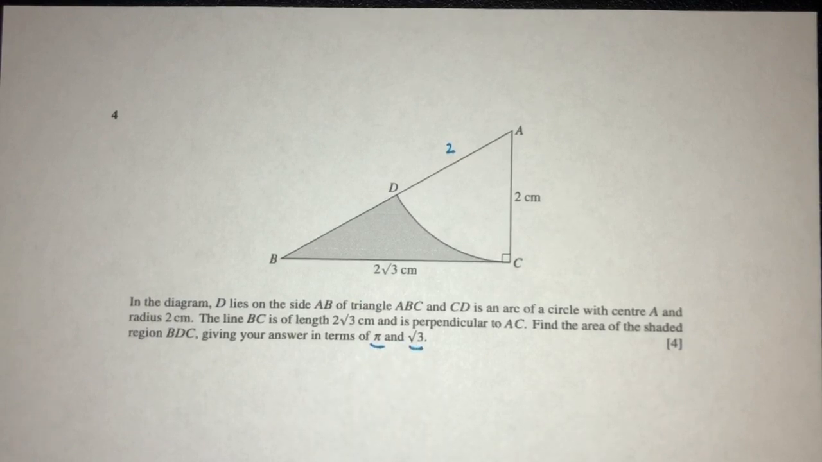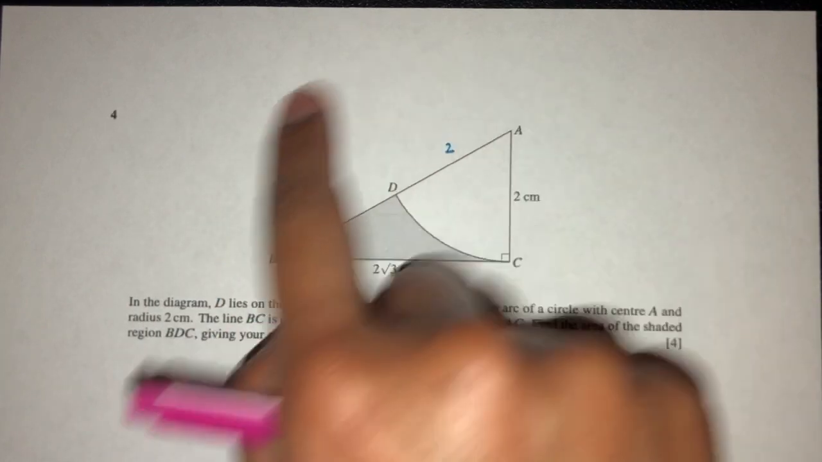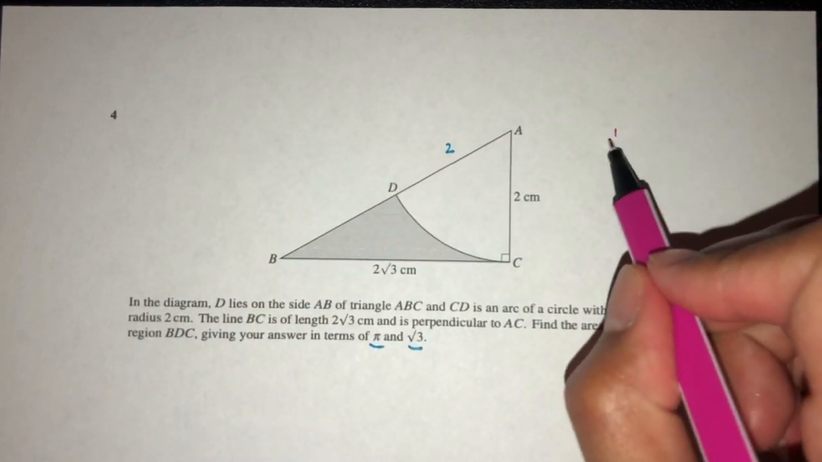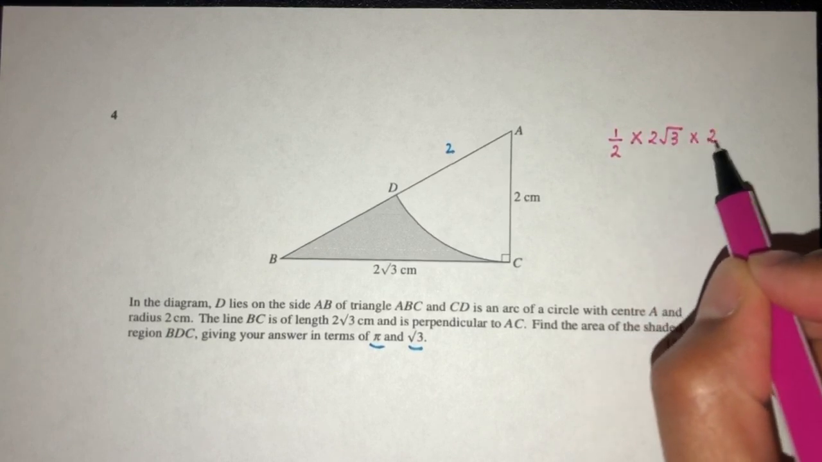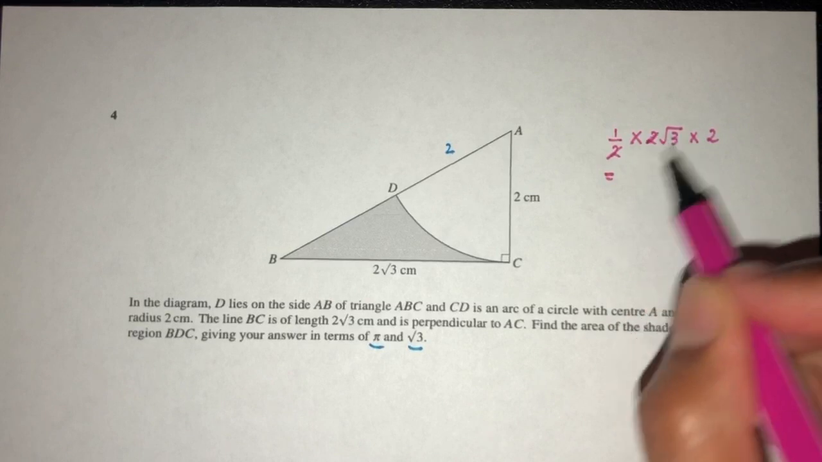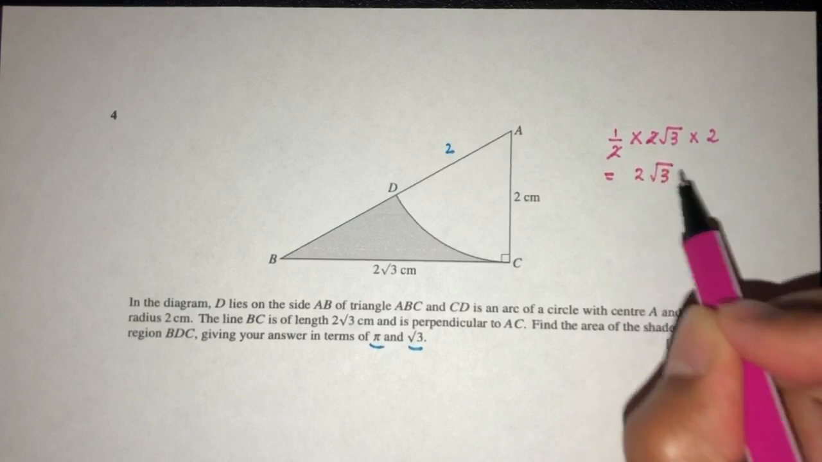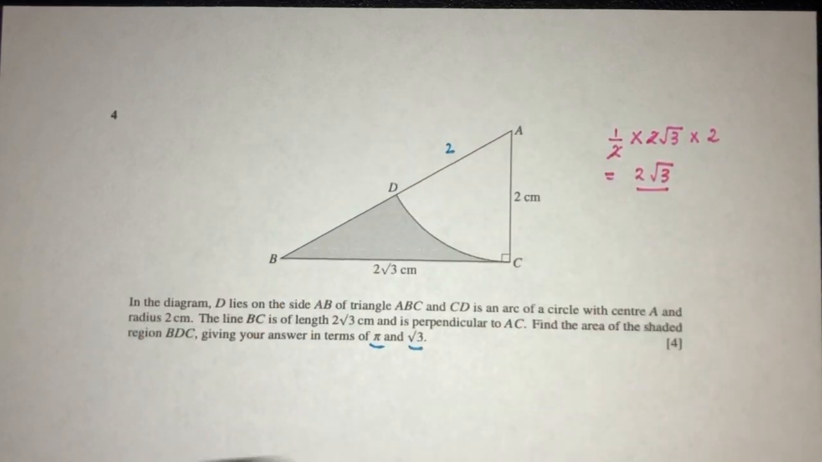Okay, so let's see what we can do. So how would you find this area? By observation, we will first find the area of the whole thing and minus the area of the sector. So what is the area of the whole thing? Pretty easy. It is half times base times height. It is the area of a triangle. That should be 2 root 3. So the area of the whole thing is 2 root 3.